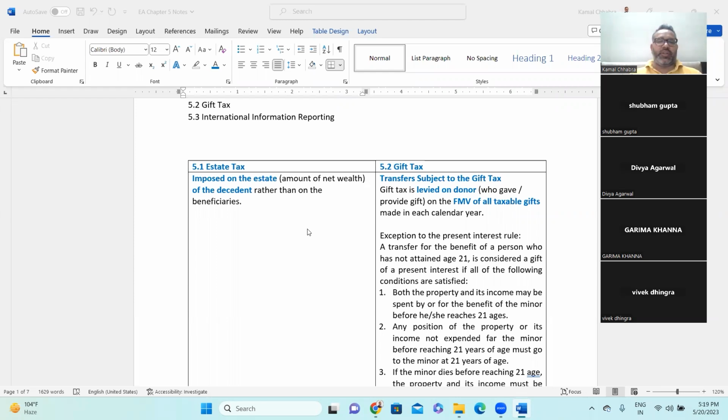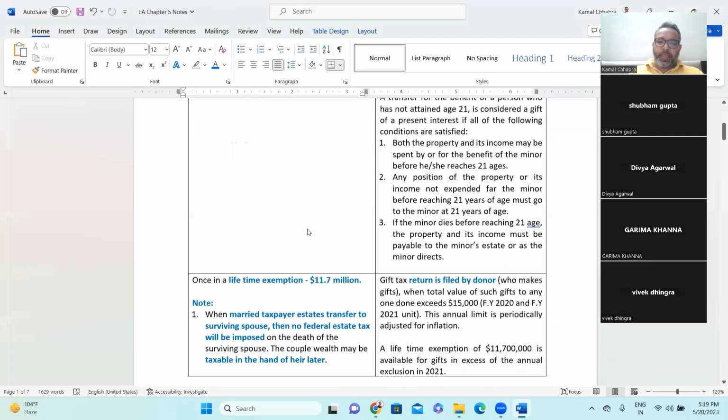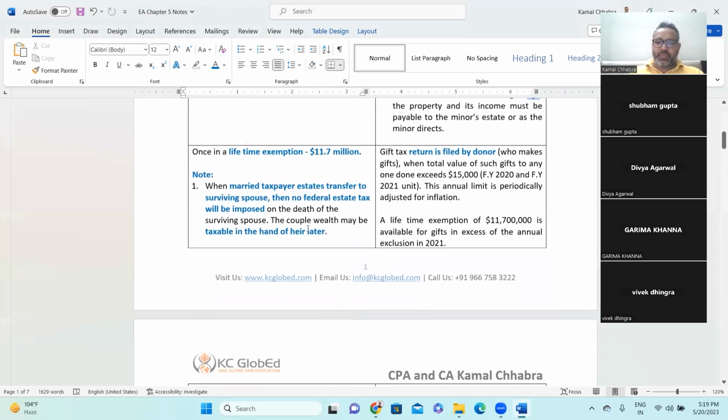Gift means you are giving a certain gift to your spouse, to your children, to your friend, or to a political party, or for any other reason. That is called gift. Right? Clear? Garima, Vivek? Yes, we are coming to that. First, conceptually, let's understand what is estate and what is gift. Now, coming to the exemption part.